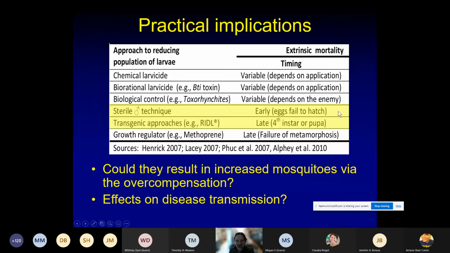In contrast, some transgenic approaches, for instance, RIDDLE, which stands for release of insects with dominant lethal alleles, produces mortality typically in the fourth instar or pupa. And that may have a very different result because this is mortality that's more likely to be imposed after the action of density dependence. And each of these interventions may also affect disease transmission in unexpected ways because of those complicated effects of the different components of vectorial capacity.